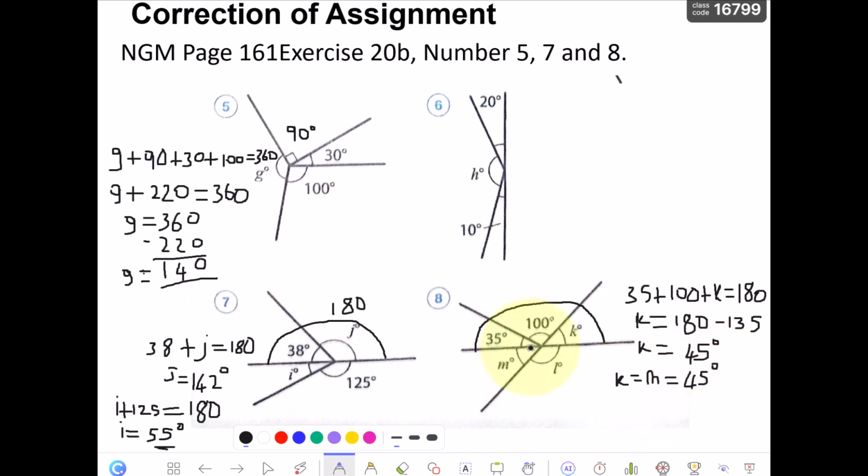Now that we have found this one, how do we get the final letter there, which is L? L will be equal to 35 plus 100. You can see that 35 and 100, they are facing L. So they are vertically opposite. So L is equal to 35 plus 100. So with this, we are good to go. When you add it, your answer is going to be 135. So these are the solutions of the classwork and the assignment.